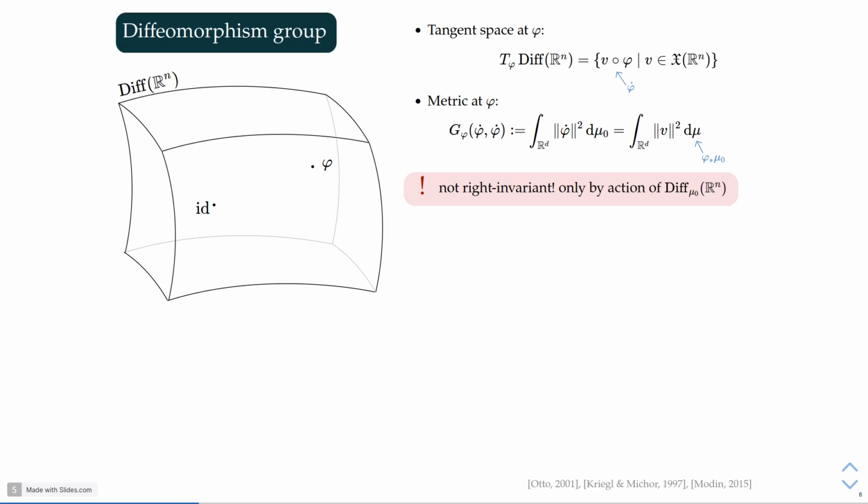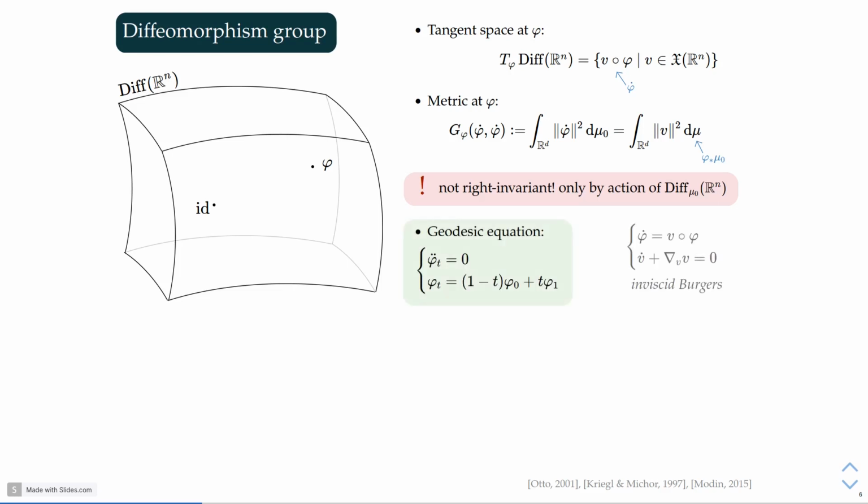Just because I know some of you are familiar with LDDMM in the room, the main difference between this and LDDMM is that this is not a right invariant metric. It's only right invariant by the action of the volume preserving diffeomorphisms. So I'm going to talk a bit more about this later.